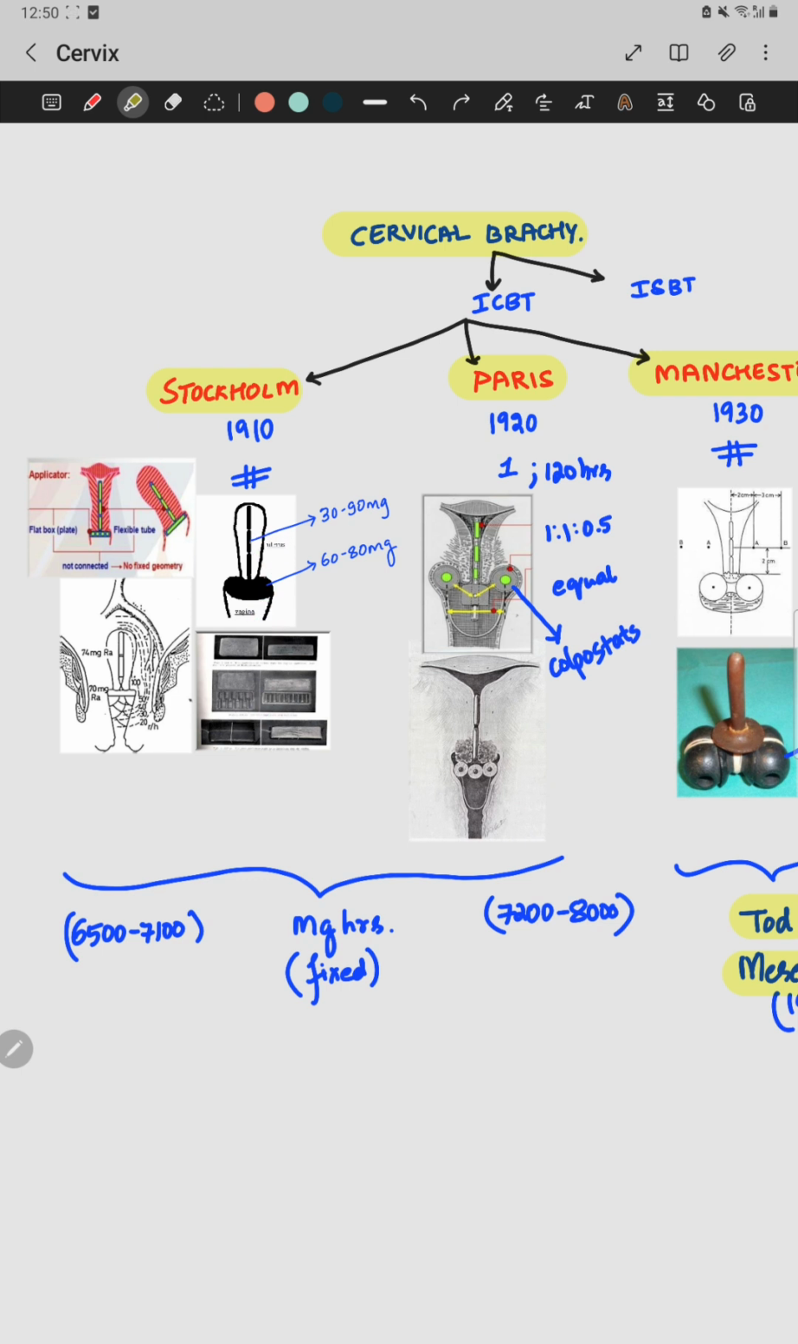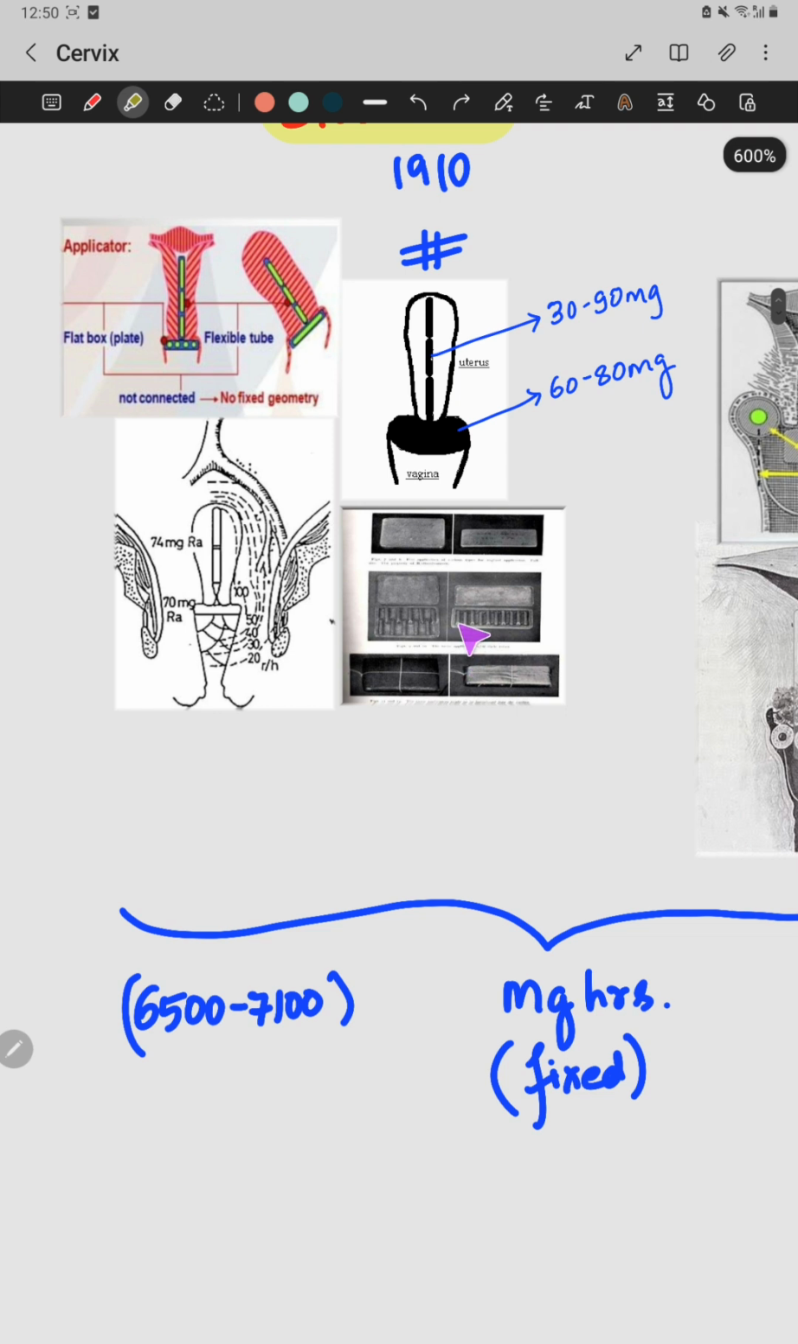between these two. So you can see here, as I zoom in, these are the intrauterine tubes that they used to keep here, and these are the flat plates that they used to keep in the vagina. Similar images here, these are the intrauterine tubes, and this is the flat box in which they used to keep the vaginal sources. And in the similar image here, this is the vaginal and this is the intrauterine source, and this is the packing done here. So the sources that they used to keep were unequal.